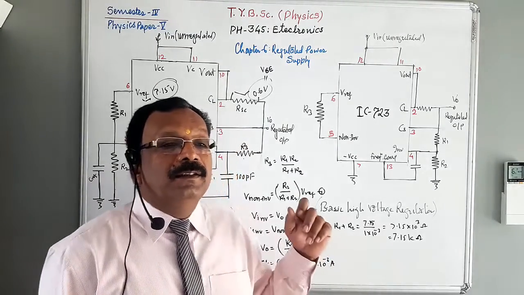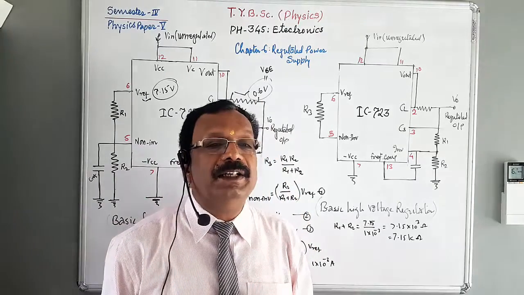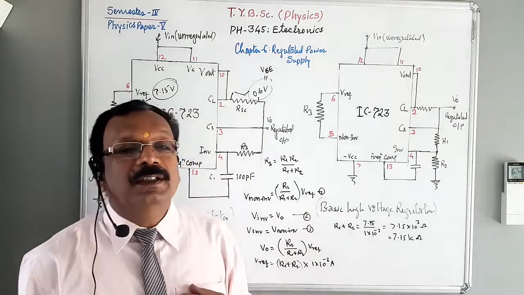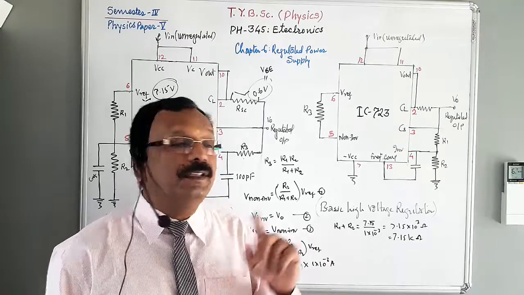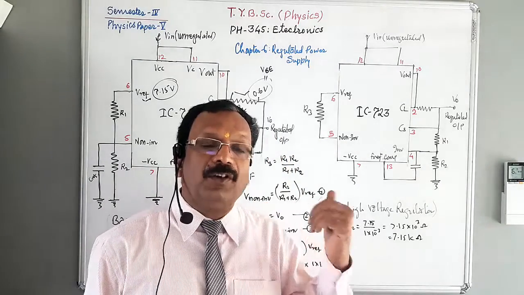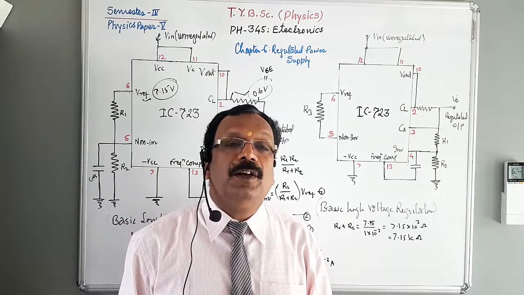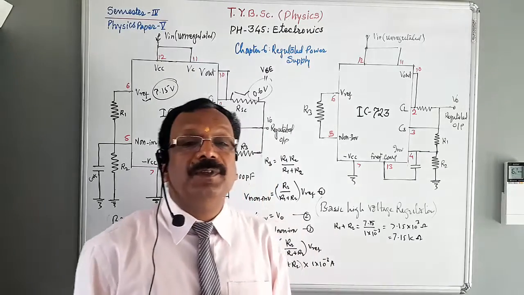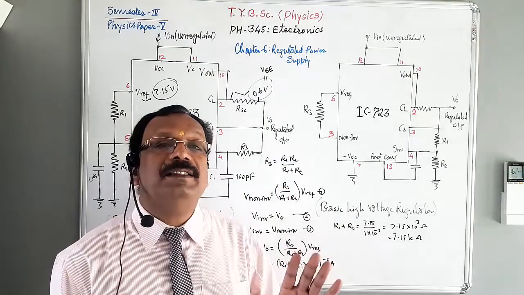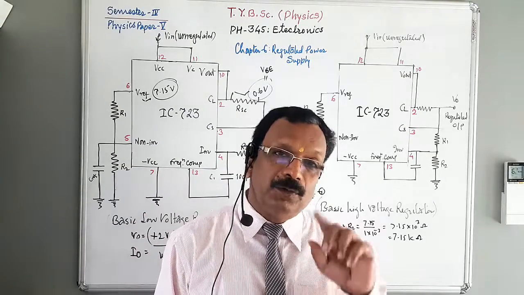And when this voltage drives the current controlling transistor T2, it withdraws the bias current, or simply the base current, of series pass transistor T1, and saves the IC723 from burning. So this is very important.